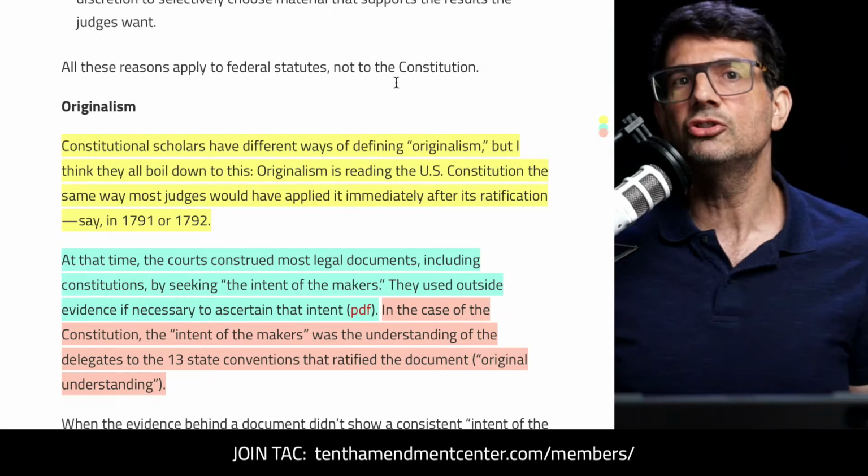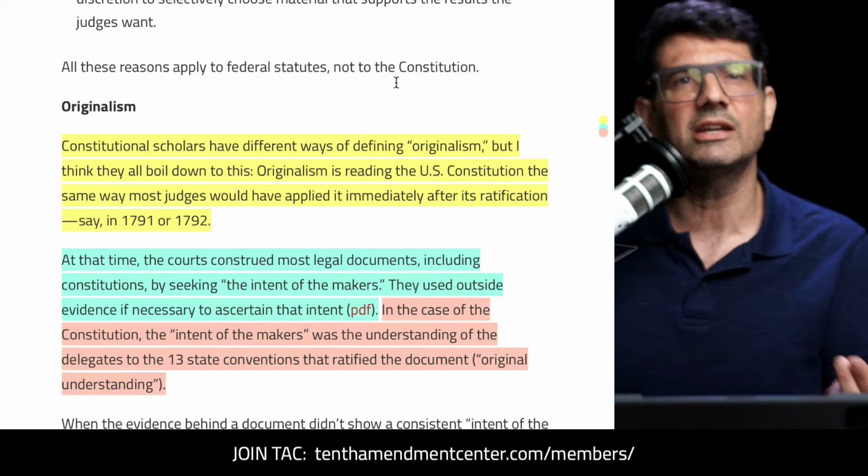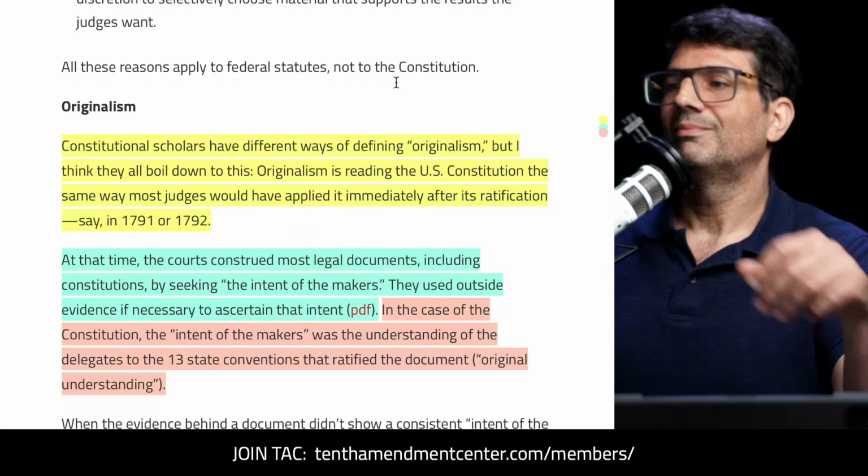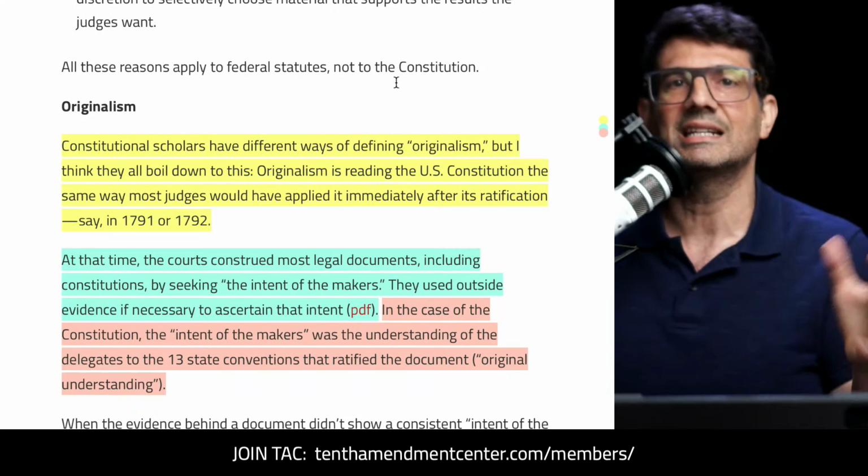Or does the intent of the makers, who are the makers? Are the framers, the people who drafted the Constitution, are they the makers? Or is it something else? And of course, it is something else. They were going to seek the intent of the makers. They used outside evidence, if necessary, to ascertain that intent. What is that intent? But who are the makers?